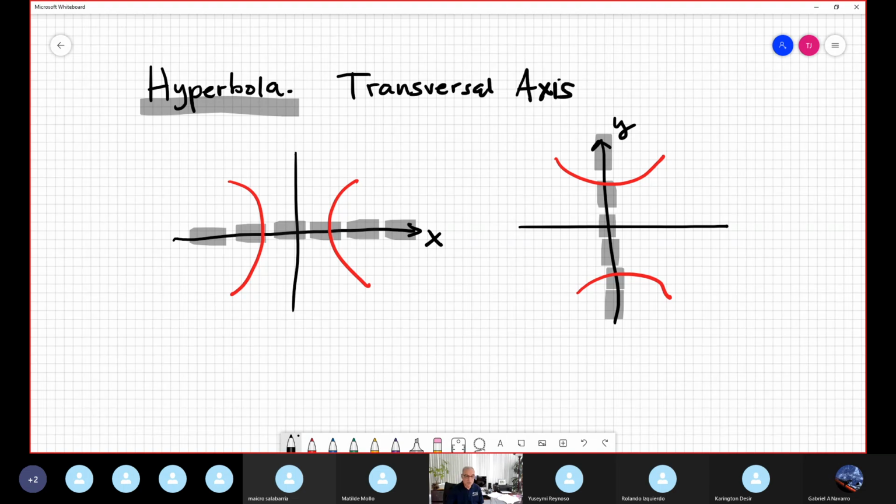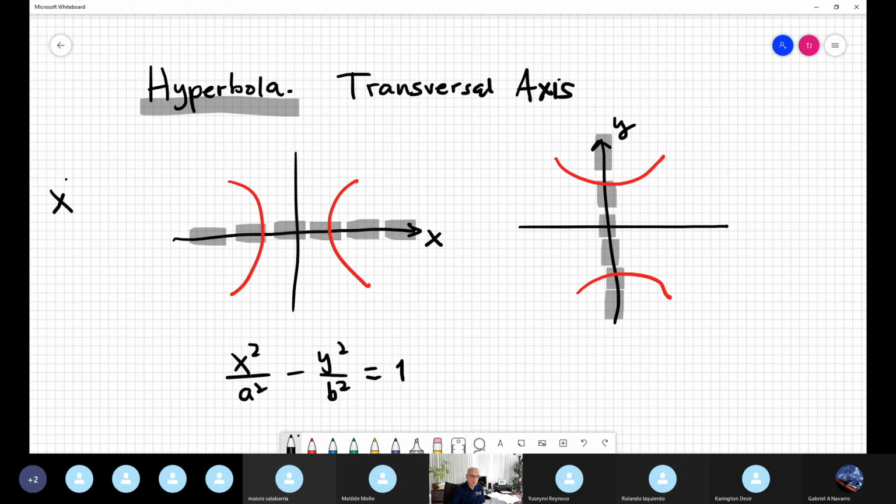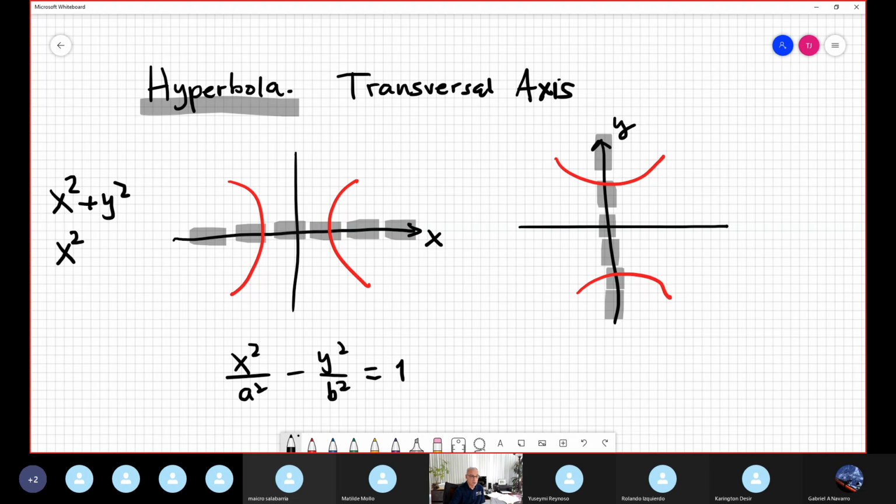How do you identify it? Well, you identify it by the equation. The equation is x squared over a squared minus y squared over b squared. Remember the hyperbola, we have x and y squared, but the sign between them is negative. It's the clue of the identification. Remember, ellipse, both are squared and positive. Parabola, no. Parabola, one squared, another not squared. And hyperbola has both x squared and y squared but with a minus. This is the clue of the identification.